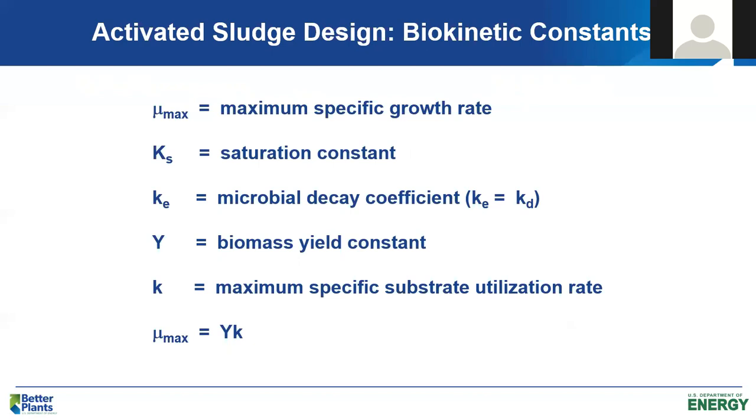Y is the biomass yield, the biomass produced per unit substrate consumed. So it's an important parameter, and Y is the theoretical yield. And little k, the maximum specific substrate utilization rate, again is influenced by temperature. As temperature in the mixed liquor increases, the value of k increases. So in the calculations in the BioTiger model that I've developed, mu max, K sub E, and little k will be adjusted by the temperature that you specify for the process.